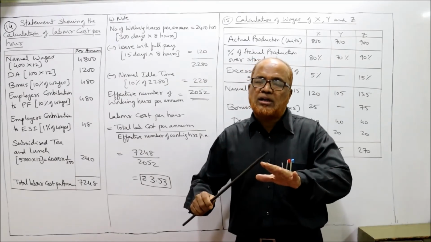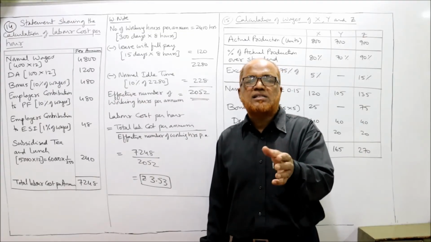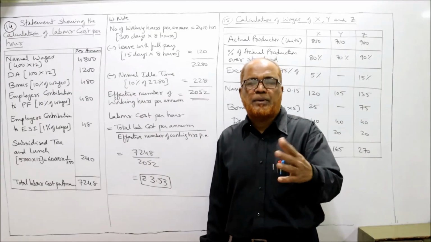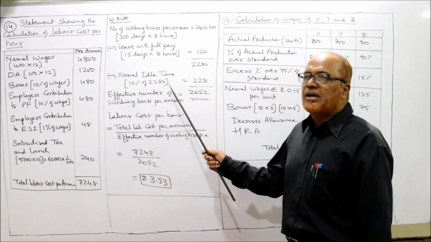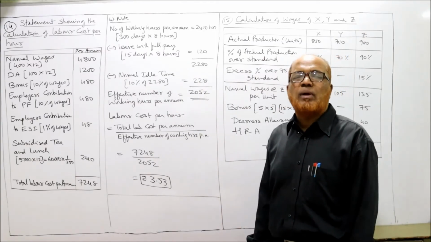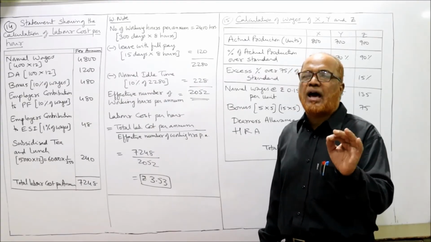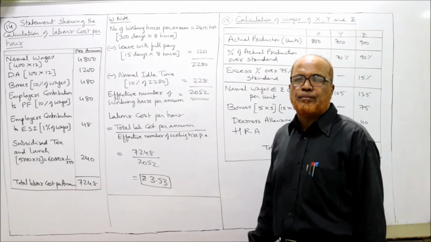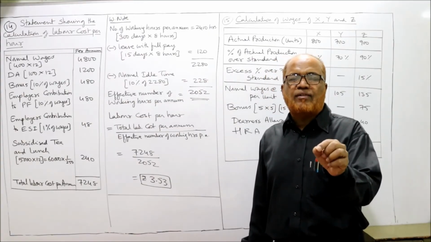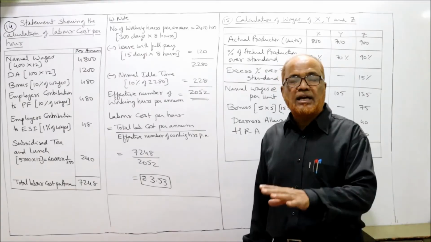The worker will not continuously work for 8 hours. During these 8 hours, there will be tea break, lunch break, other personal works. So that will be deducted. 10% of 2,280, 228 will be the normal idle time. The effective number of hours per annum is 2,052. So effectively a worker will work for 2,052 hours in the year.